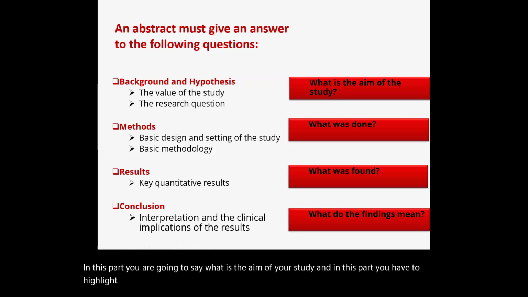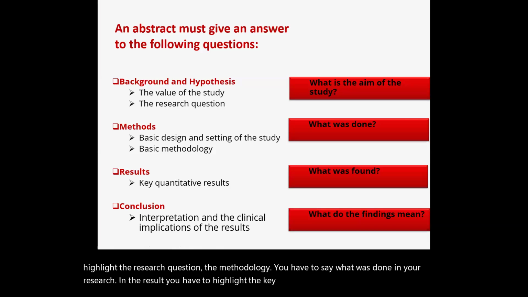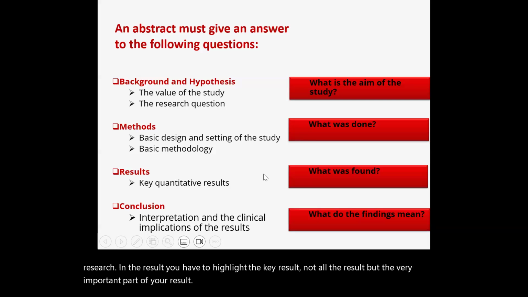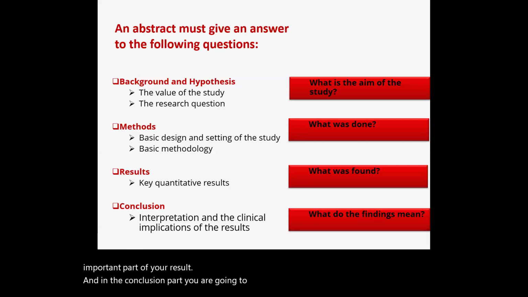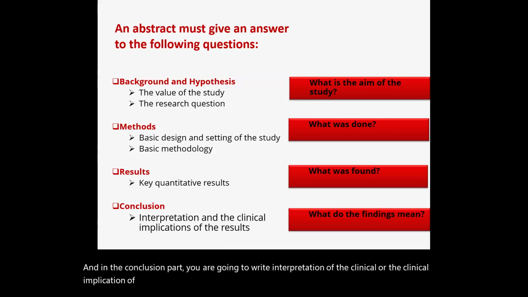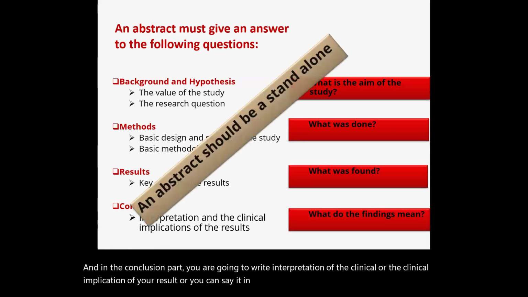The methodology, you have to say what was done in your research. In the result, you have to highlight the key result, not all the results, but the very important part of your result. And in the conclusion part, you are going to write interpretation of the clinical implication of your result, or you can say it in another word, what do the findings mean?